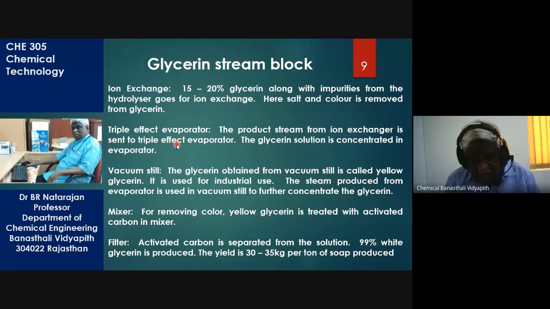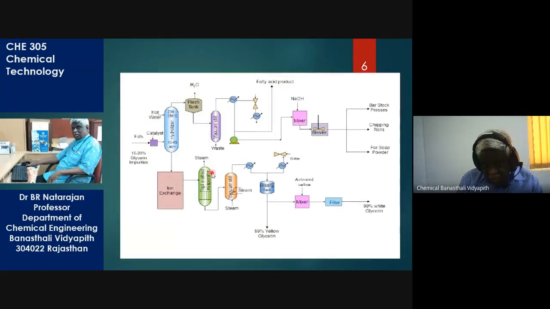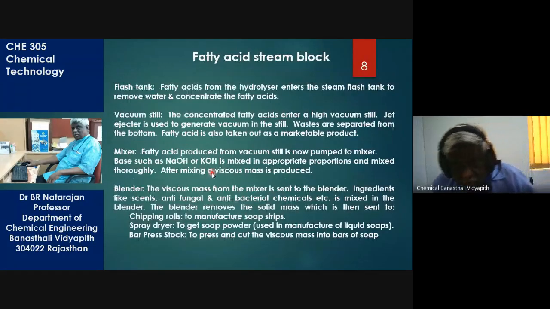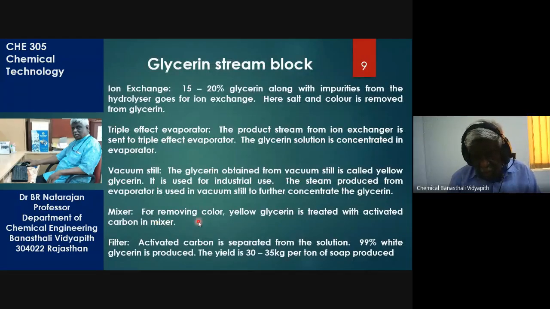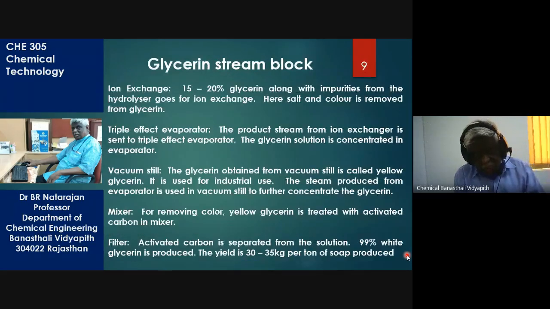Then it goes to the triple effect evaporator. The product stream from the ion exchanger is sent to the triple effect evaporator. The glycerin solution is concentrated in the evaporator. Concentration. Okay. Then mixer. For removing color, yellow glycerin is treated with activated carbon filter. Activated carbon is separated from the solution. 99% white glycerin is produced. The yield is 30 to 35 kg per ton of soap produced. That's about soaps. Now let's come to detergents.